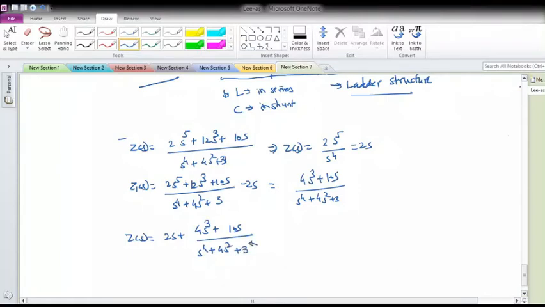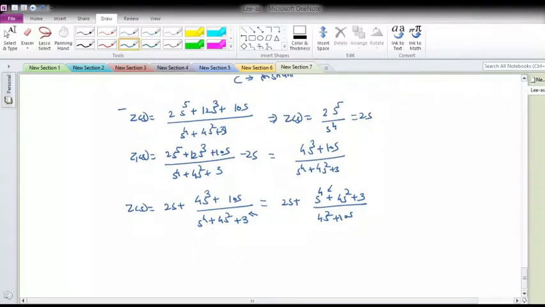And here there is definitely no pole at infinity, so what do I have to do? You just invert it. If you invert, this Z of s will become an admittance. So it will become s raised to 4 plus 4s square plus 3 divided by 4s cube plus 10s. Now you observe that there is a pole at infinity, so I would like to remove it. How can we remove it? I'll take it separately here.